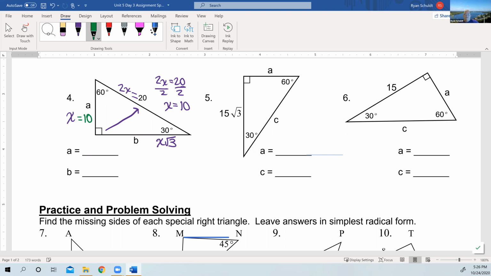So anywhere I see an x, I need to plug in a 10. That's 10. 10 square roots of 3. Well, I think we're done. Let's see. What's a equal to? 10. What's b equal to? 10 square roots of 3.